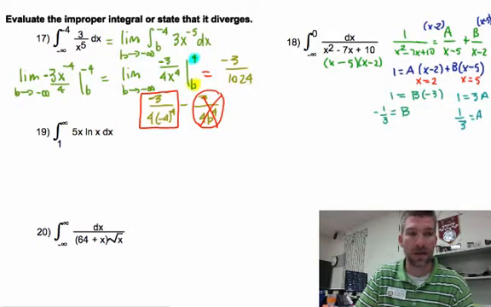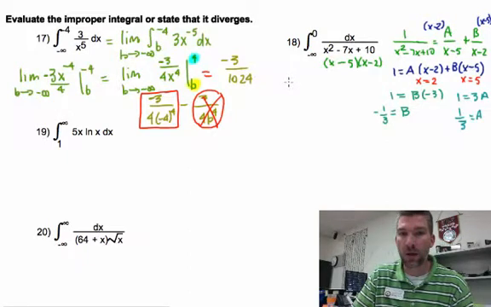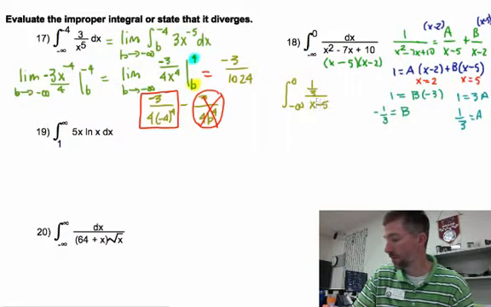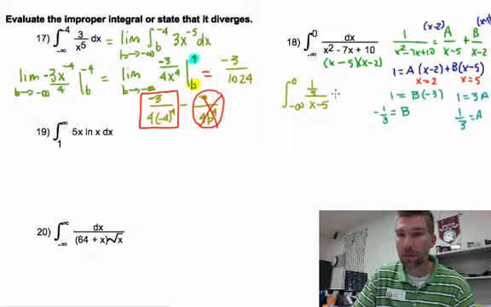Okay, we've done that. So the problem I'm working with is the integral from negative infinity to 0 of 1/3 over x minus 5 minus 1/3 over x minus 2.